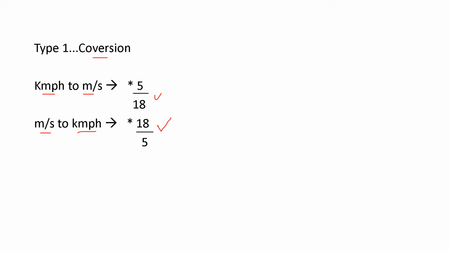Kilometer per hour to meter per second. We know that meter is small, so the small value you have to write as the numerator. So 5 by 18. And kilometer is the big value, so here 18 by 5. That is conversion. Kilometer per hour to meter per second, you have to multiply the value by 5 by 18, and meter per second to kilometer per hour, you have to multiply by 18 by 5.